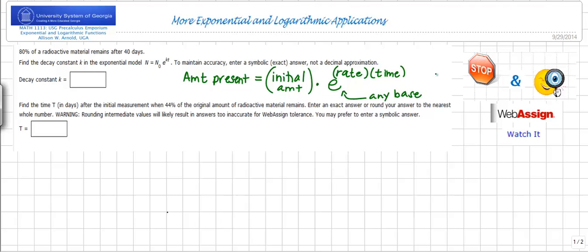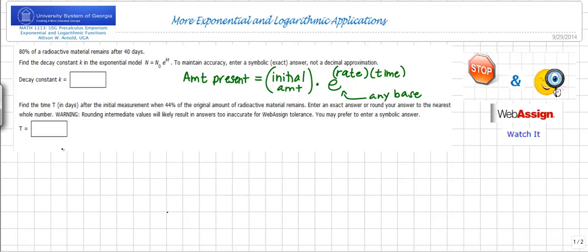So this says 80% of a radioactive material remains after 40 days. Find the decay constant, k, in the exponential model N equals N subscript 0 e to the kt power. And to maintain accuracy, enter a symbolic exact answer and not a decimal approximation.